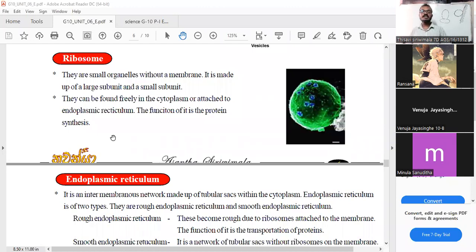They are small organelles without a membrane. It is made up of a large subunit and a small subunit. They can be found freely in the cytoplasm or attached to the endoplasmic reticulum. Their function is to do the protein synthesis process.